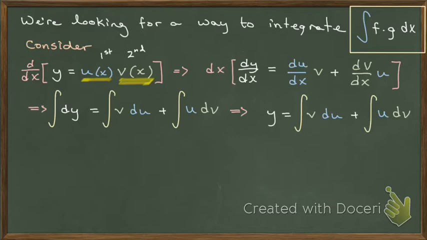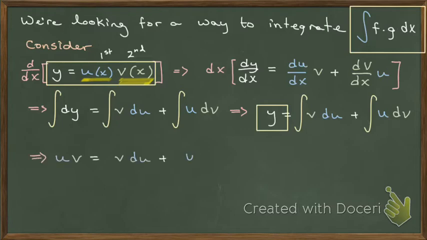Again, we remember that y is equal to u times v. So let's make that substitution here and show that uv equals the integral of v du plus the integral of u dv. Okay? Again, the goal is to find a formula for the integral of something that looks like f times g, or the integral of a product, basically.